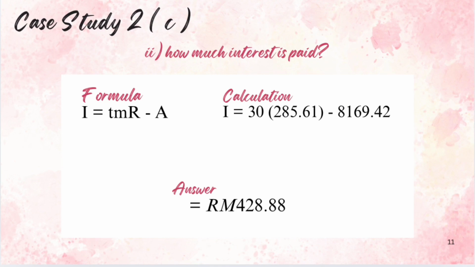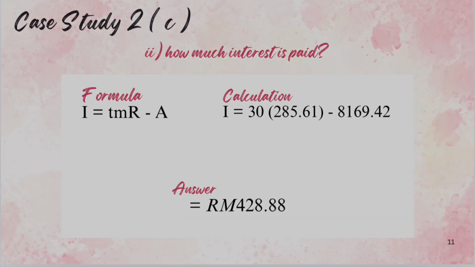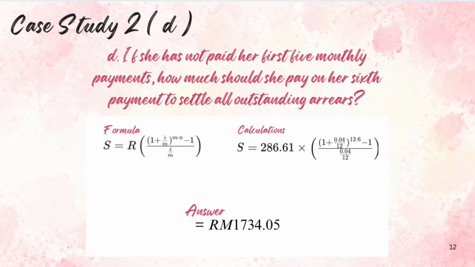Next is case study 2, question C 2. The question is, how much interest is paid? The formula is I equals nR minus A. Value inserted: 30 multiplied by 286.61 minus 8169.42. And the final answer is RM 428.88.